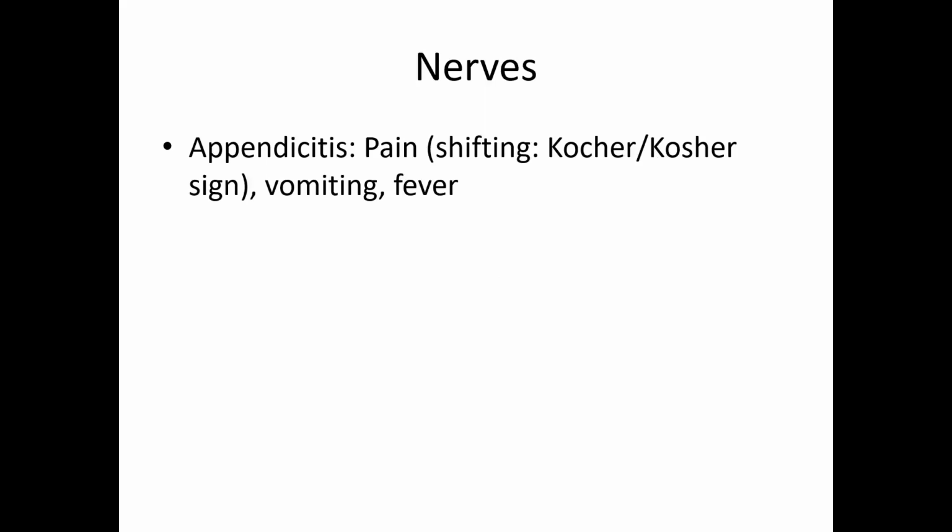The classical triad of appendicitis is pain in abdomen, vomiting, and fever. The pain shifting from the umbilicus to the right iliac fossa is called Kocher's sign.